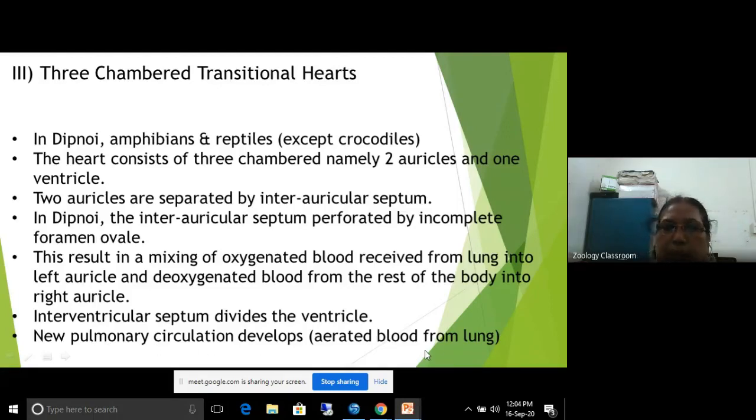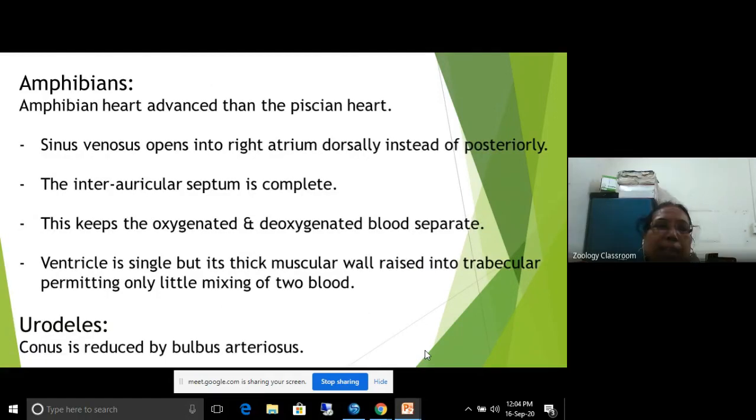from the lung. Then in amphibia also a three-chambered heart. It is also more advanced than the Pisces heart. Sinus venosus opens into the right atrium or auricle, instead of posteriorly. Interauricular septum is also complete. This keeps the oxygenated and deoxygenated blood separate. Ventricle is single, but the thick muscular wall is raised into trabeculae, permitting only little mixing of the blood.